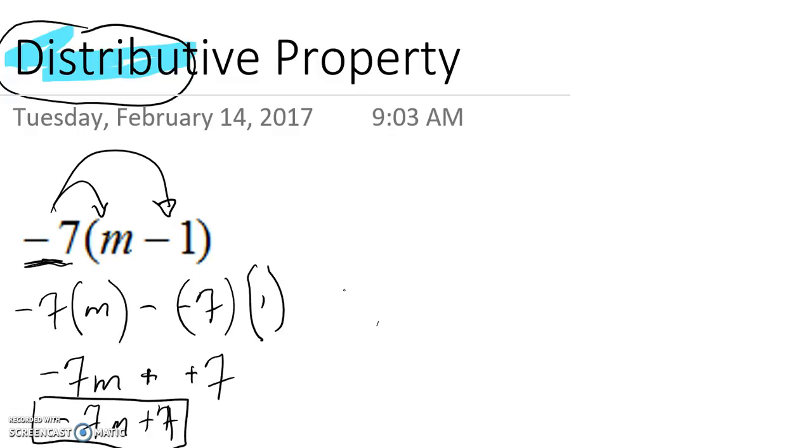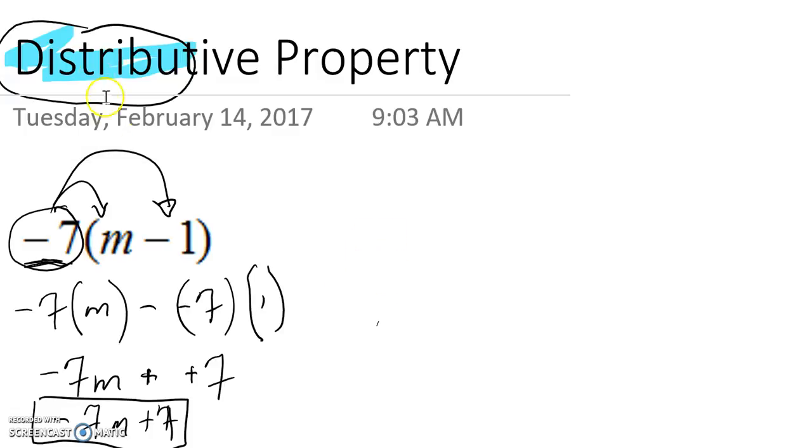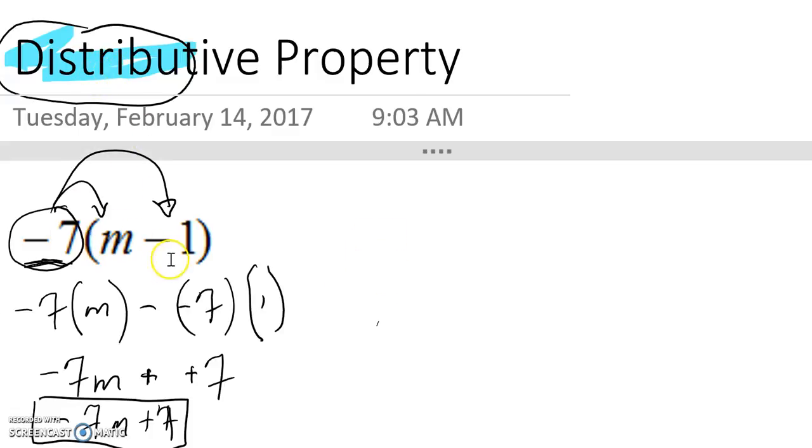So the lead factor here is the greatest common factor in this. Alright, so that's the first thing that I wanted to show you, just distributive property. Distribute the lead factor to everything inside.